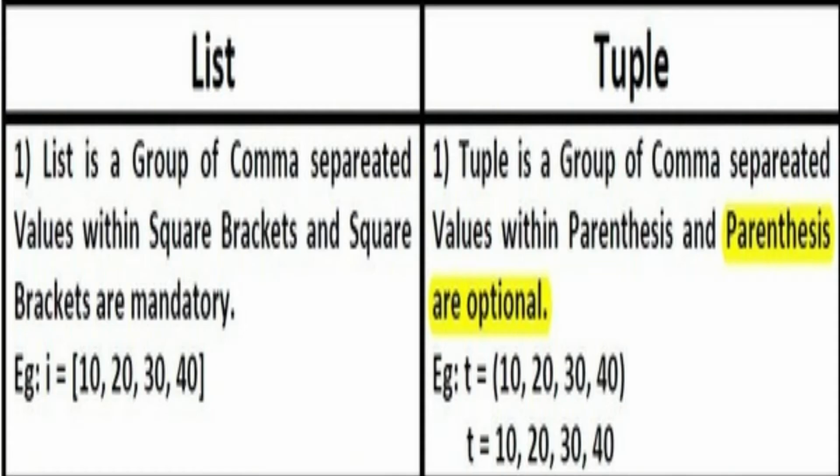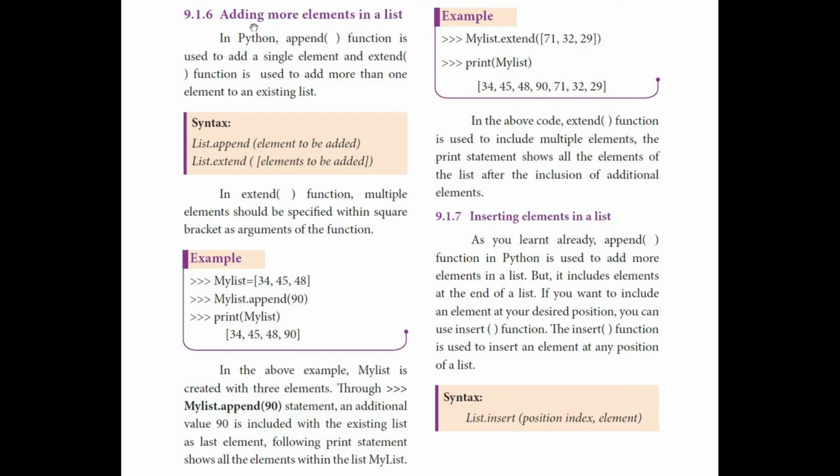Before we get into the topic, can you tell me what is meant by list? A list is an ordered collection of values enclosed within square brackets. For example, marks = [10, 20, 30, 40]. So a list is simply created using square brackets, and all these 10, 20, 30 and 40 are called elements.